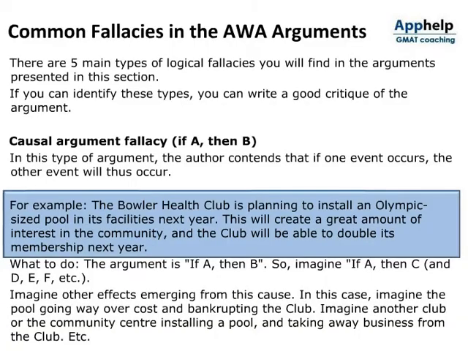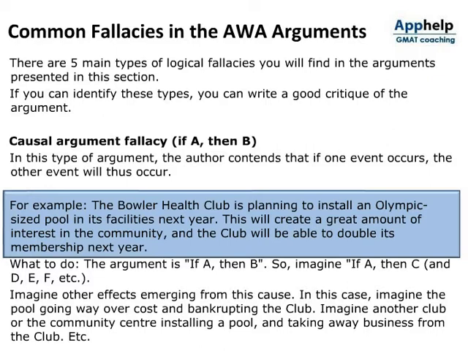Common fallacies in the AWA arguments. There are 5 main types of logical fallacies you will find in the arguments presented in this section. If you can identify these types, you can write a good critique of the argument. Causal argument fallacy: if A, then B. In this type of argument, the author contends that if one event occurs, the other event will thus occur.